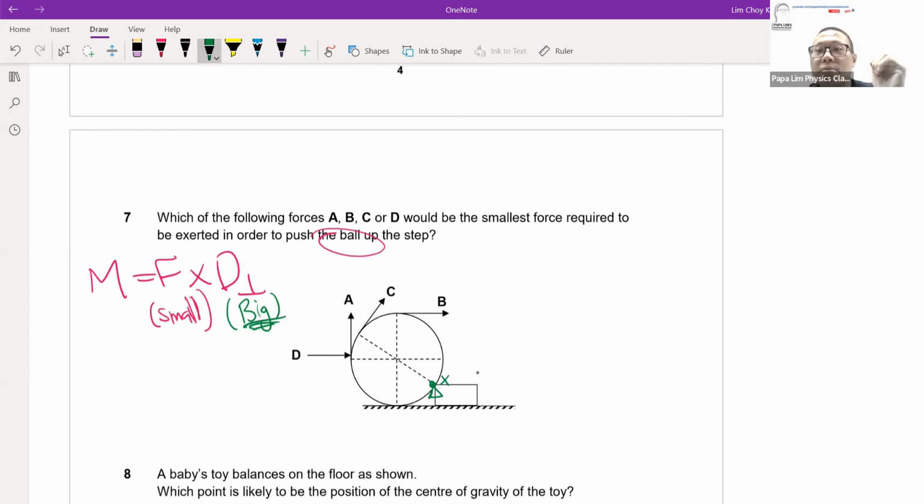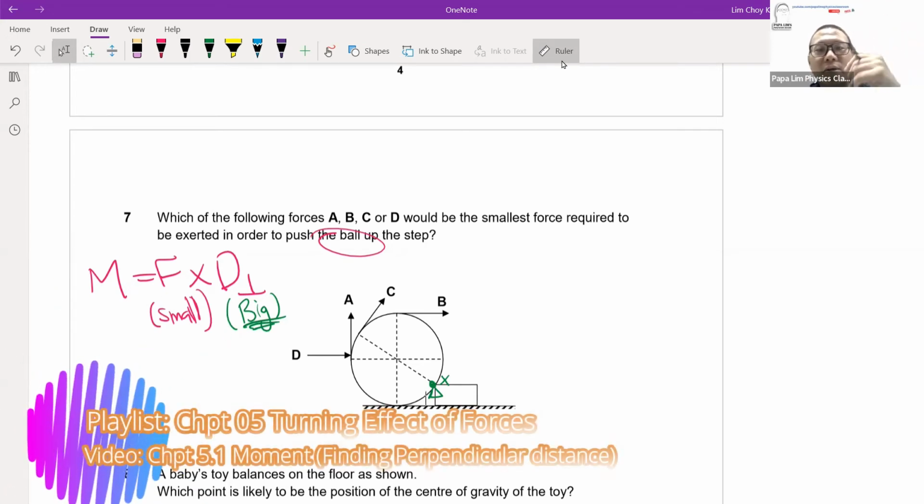Here the question tests how the students deduce the perpendicular distance. If you have forgotten how to find a perpendicular distance, I've done a video on how to identify perpendicular distance under the topic turning effect. I'll leave the link in the description bar below. It is a technique. Once you know the technique, it's actually quite simple. So now let's use that technique.